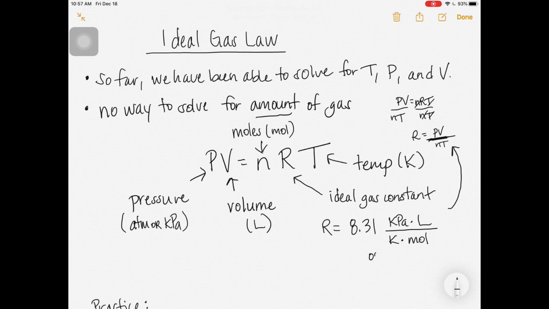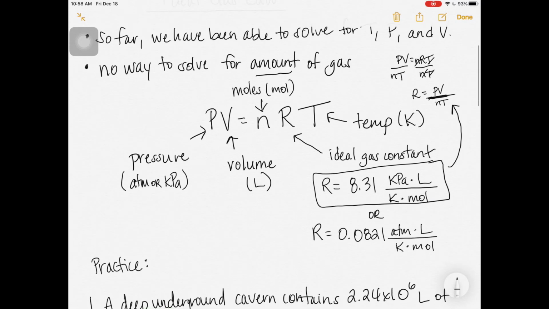The second value of R is with a unit of atm in place of kPa, and so that changes the number for R to 0.0821, and that is units of atmospheres times liter over Kelvin times mole. So again, these are the two values of R that we'll be working with the most, and we'll be talking about when do I use which one in my practice. So that's pretty much it in terms of the background information on the ideal gas law.